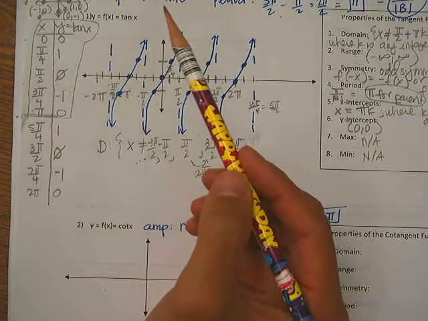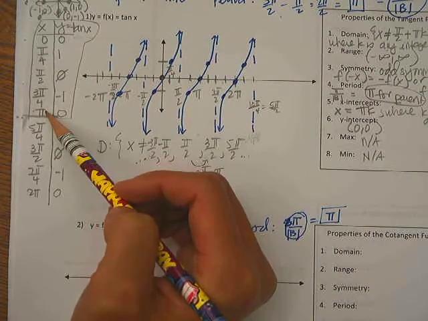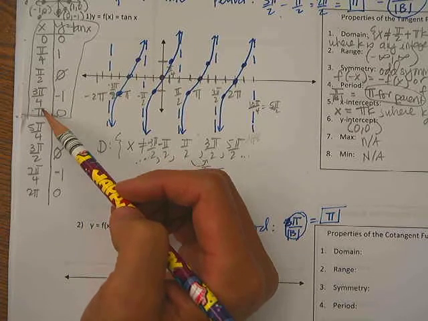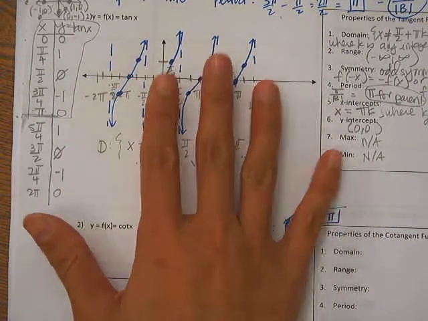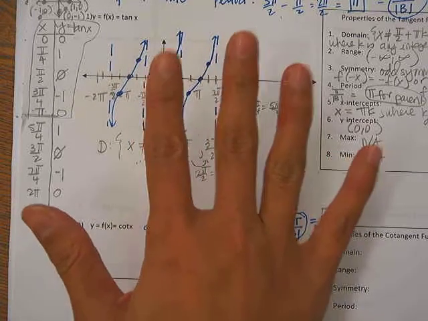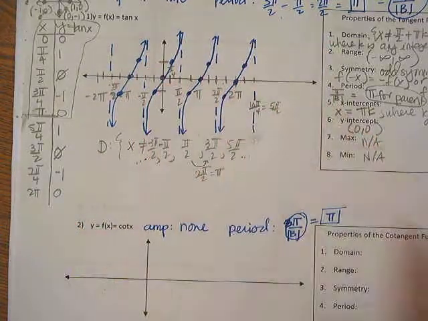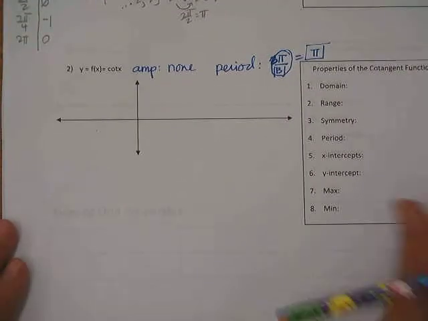So let's see how many inputs I need. 1, 2, 3, 4, and 5 inputs. And that is exactly the same number of inputs we had for sine and cosine. We always have 5 inputs for sine and cosine. Now we're also going to have 5 inputs for tangent and cotangent, and that's all I'm going to use, just the 5 inputs.